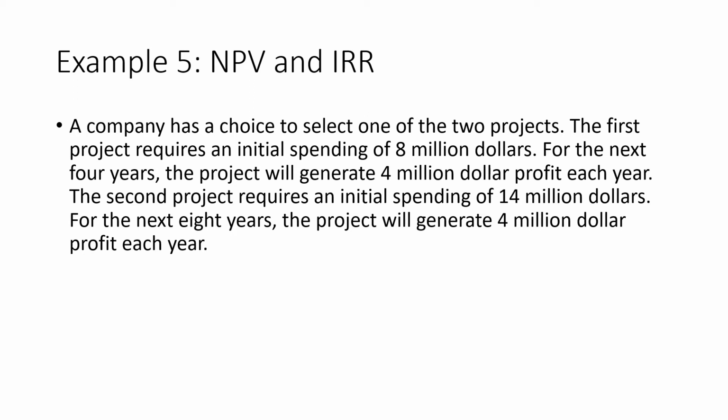A company has a choice to select one of the two projects. The first project requires an initial spending of $8 million. For the next 4 years, the project will generate $4 million profit each year. The second project requires an initial spending of $14 million. For the next 8 years, the project will generate $4 million profit each year.